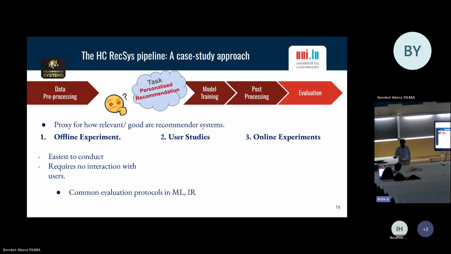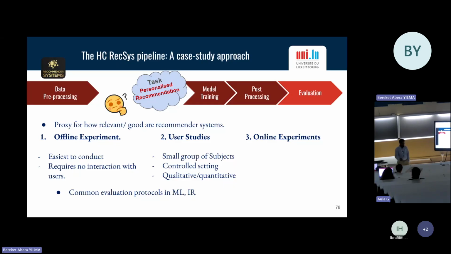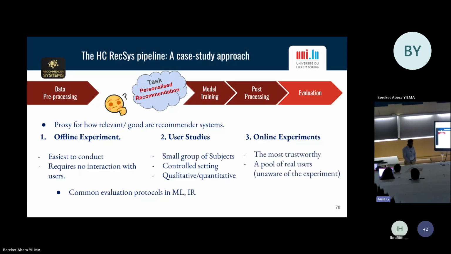A little bit more expensive approach is to conduct a user study. You have to recruit participants to your study. You design a RecSys model, give the recommendation, and then ask them questions, qualitative or quantitative. How good is the recommendation? What is your perception? You learn some information from that. And then online evaluation is the most expensive, but it's trustworthy. You deploy the system to users that are not aware of the experiment you are conducting. It could also be very catastrophic.